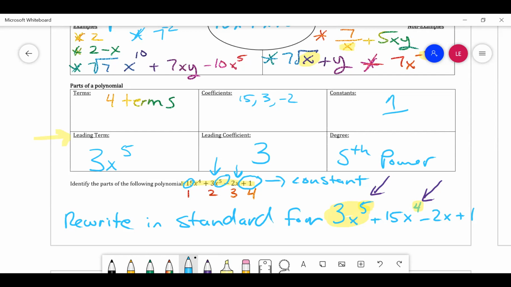So far, you guys say it's not too bad. It's just recognizing, right? It's not like you're having to solve for x and do all this complicated stuff. You're just trying to identify parts of a polynomial.